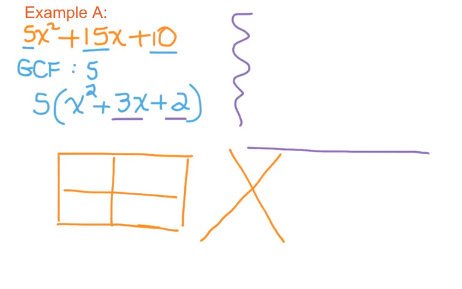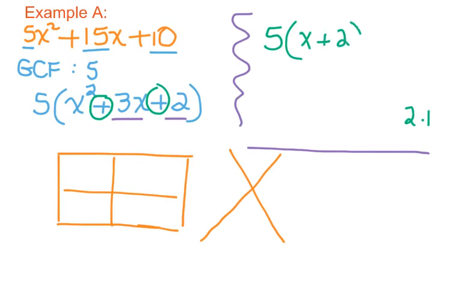And I'm also going to notice that I'm adding 3x and I'm adding 2. Which means that when I go to factor, I'm looking for two factors that sum to 3, but when multiplied give me a value of 2. Well, I can only think of two factors of 2, and that is 2 and 1. And 2 times 1 is 2, and 2 plus 1 is 3. Therefore, I have x plus 2 times x plus 1.